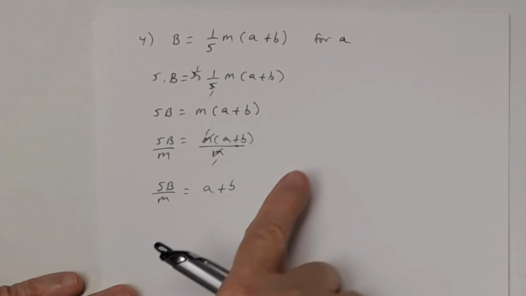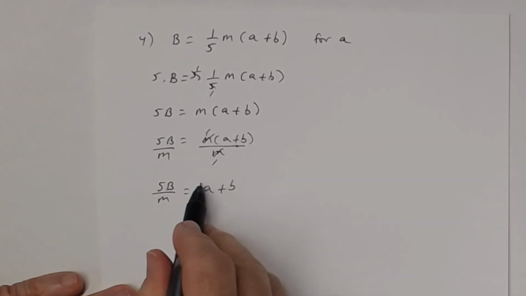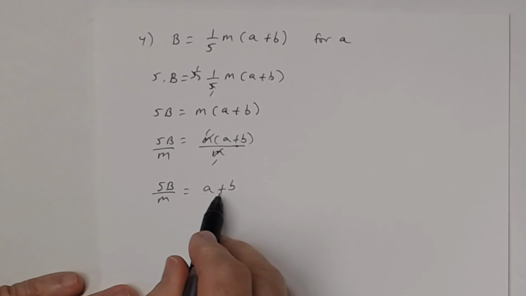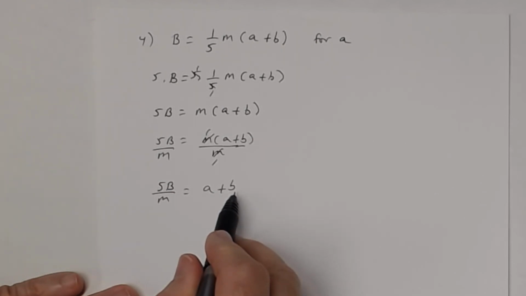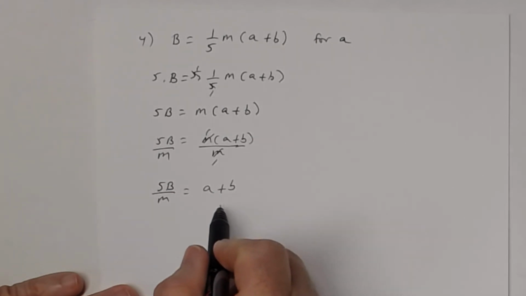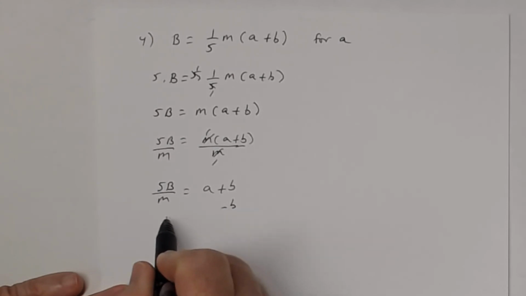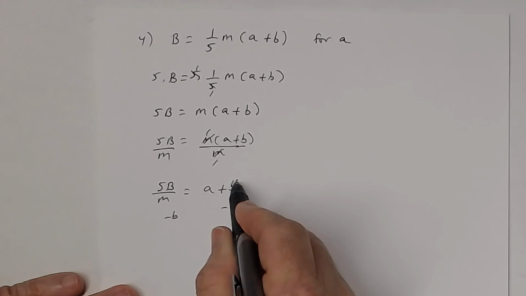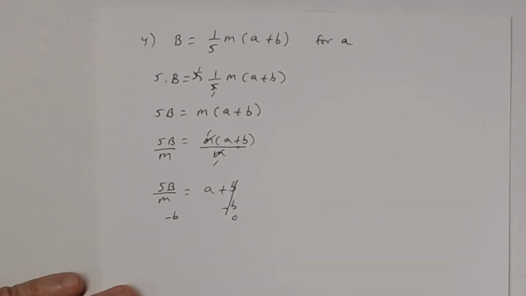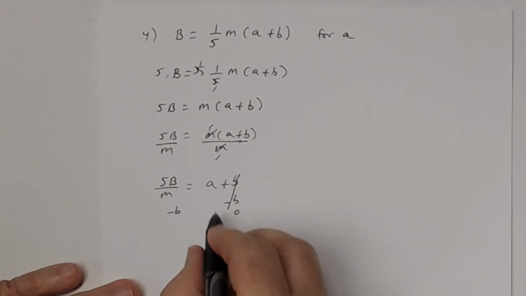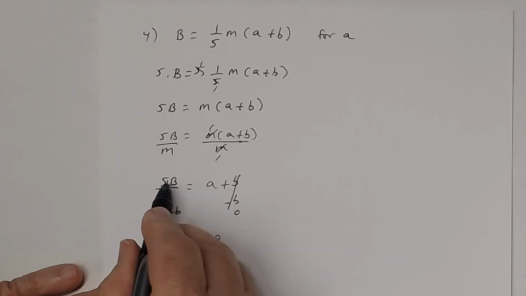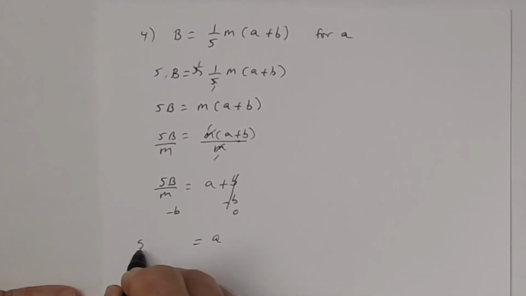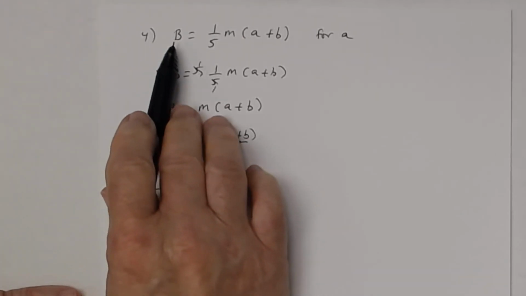Okay, now remember, I'm trying to get a by itself, right? So I need to get this by itself. Well, right now I'm adding b. The opposite is to subtract b from both sides. So to get a by itself, I need to subtract b from both sides, because b minus b is 0. And so I get a equals 5B divided by m minus lowercase b. All right, so that's why it's also important.